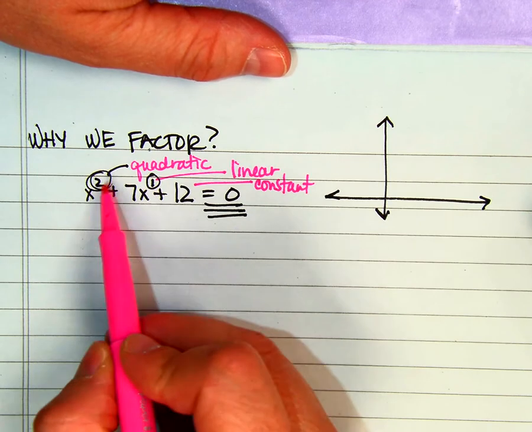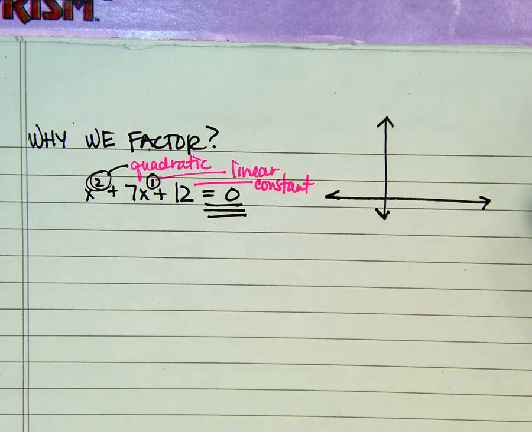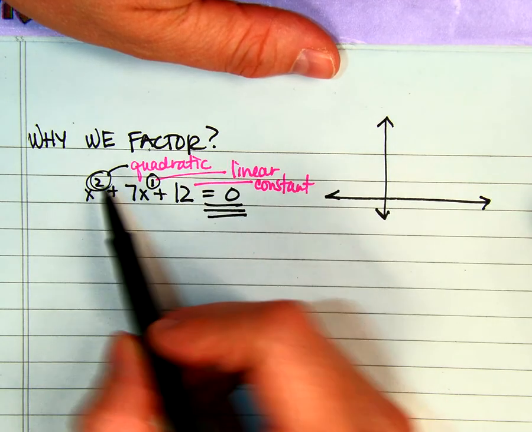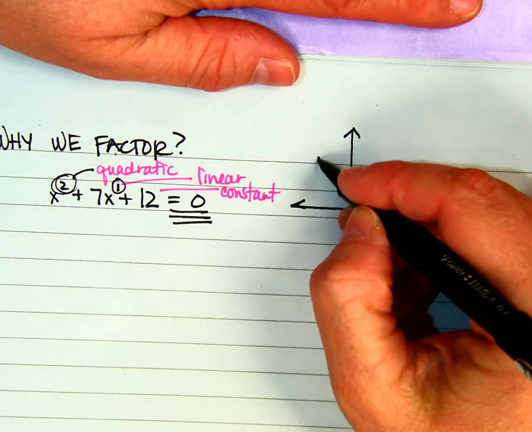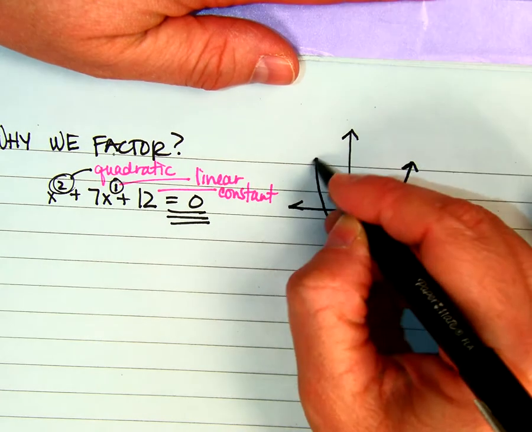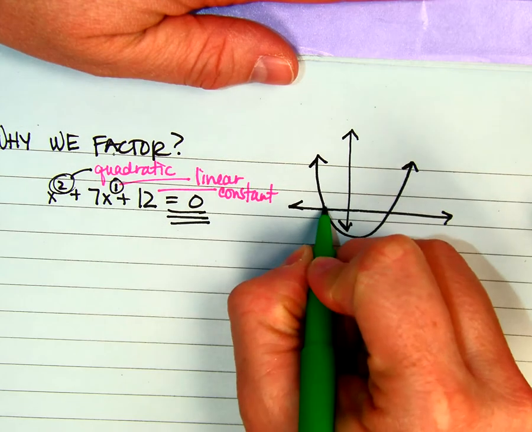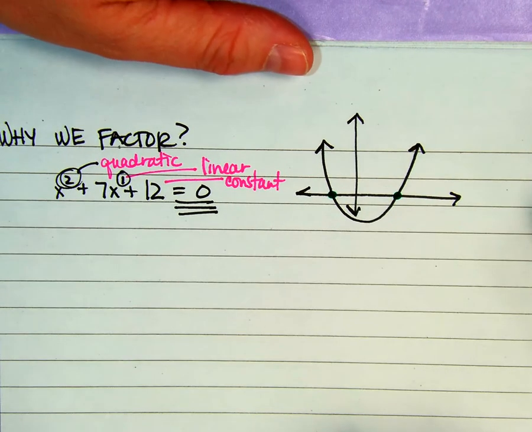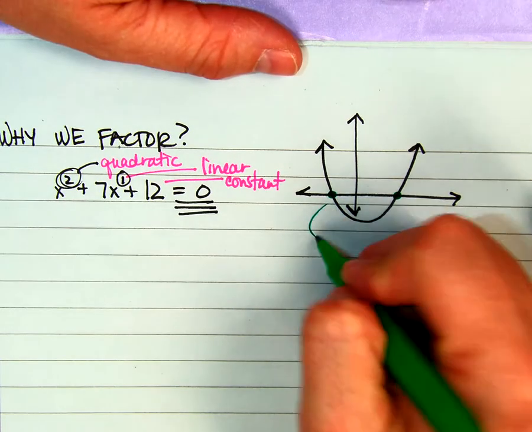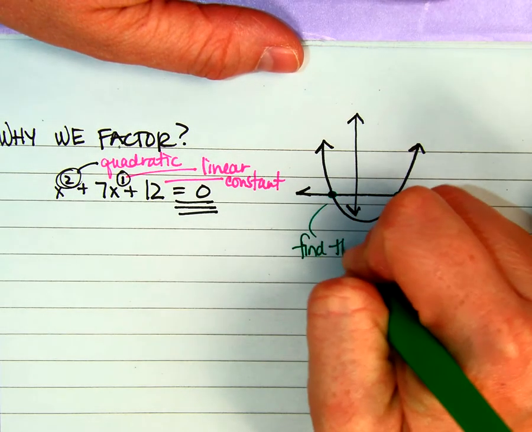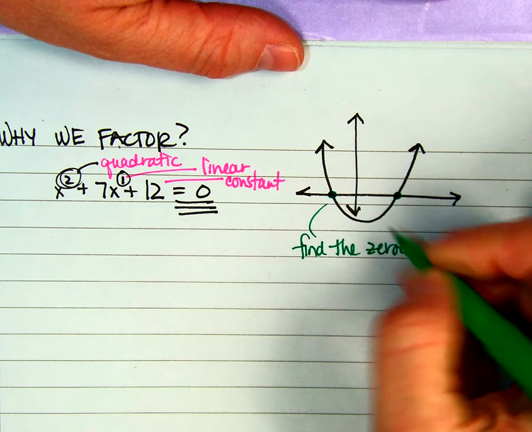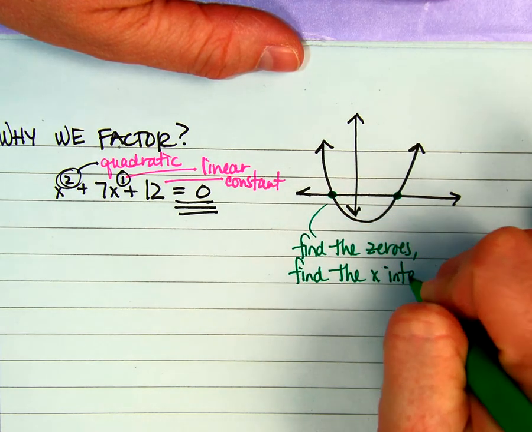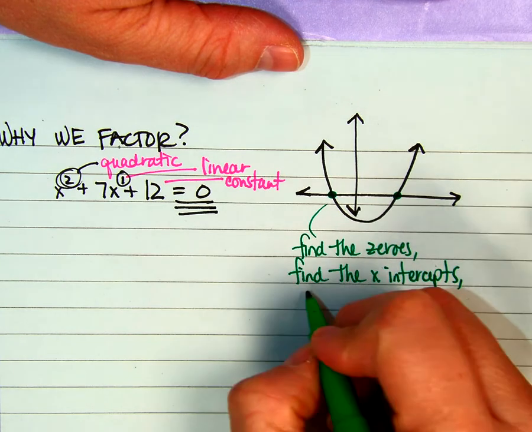The degree of the term has to do with how many solutions you would end up possibly having. So if this is a quadratic term, that means we could have 2 solutions. So that means that your parabola, this is what this is called, could intersect the x-axis in 2 spots. So our purpose is to find the zeros. Sometimes we call those find the x-intercepts. I think sometimes it's called find the roots.